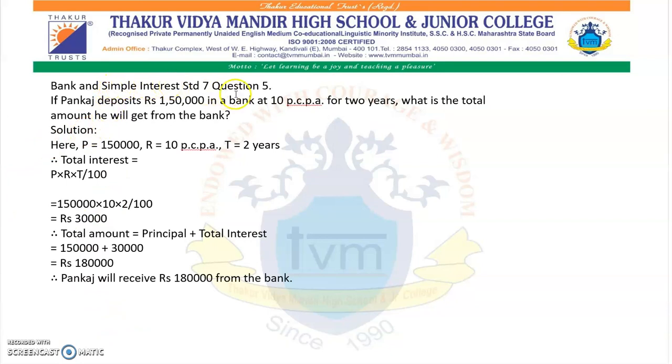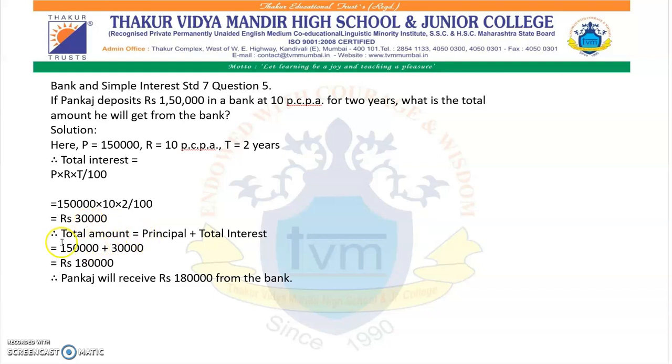Bank and simple interest, standard 7 questions are given here. First one: if Pankaj deposits rupees 1,50,000 in a bank at 10% per annum for 2 years, what is the total amount he will get from the bank? Principal was given 1,50,000, rate given 10% per annum, time is 2 years. Interest is equal to P into R into T upon 100. Substitute the value of P, 1,50,000, rate is 10, time is 2, divided by 100, and we get rupees 30,000.